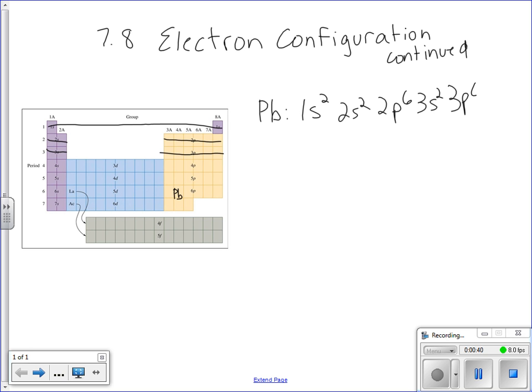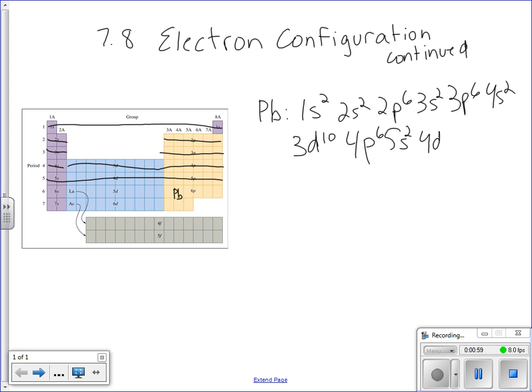This is getting a little boring and repetitive. 4s2. Next one, 3d10. If you know what you're doing and you want to move ahead, you can, but slow down because you want to see what happens with the f's. 4p6, I'm going to go through all of these right now. 5s2, 4d10, 5p6. Now it's a little tricky.